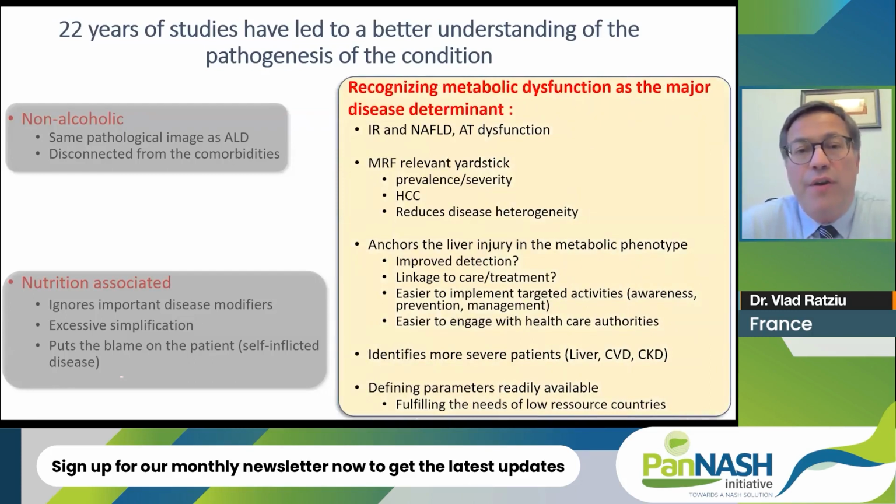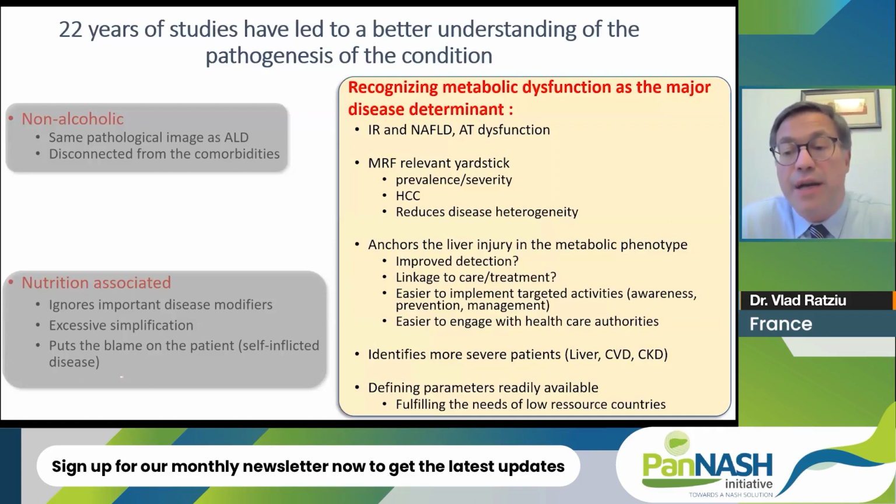So the key point here is that recognizing metabolic dysfunction as the major disease determinant is particularly important. Insulin resistance and NAFLD are very closely linked. Adipose tissue dysfunction is one of the main sources of fat buildup in the liver and inflammation in the liver. The presence of metabolic risk factors is a very relevant metric for understanding the prevalence of the disease, its severity, for understanding its oncologic transformation into hepatocellular carcinoma, and for reducing disease heterogeneity if the disease is based on the presence of the metabolic risk factors.